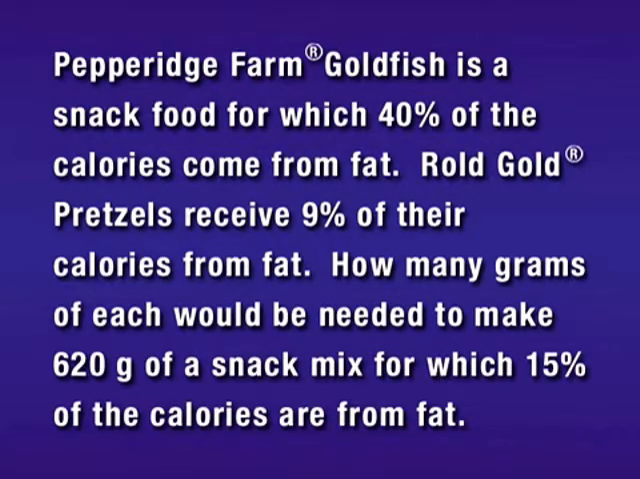Pepperidge Farm goldfish is a snack food for which 40% of its calories come from fat. Rolled gold pretzels receive 9% of their calories from fat. How many grams of each would be needed to make 620 grams of a snack mix for which 15% of the calories are from fat?